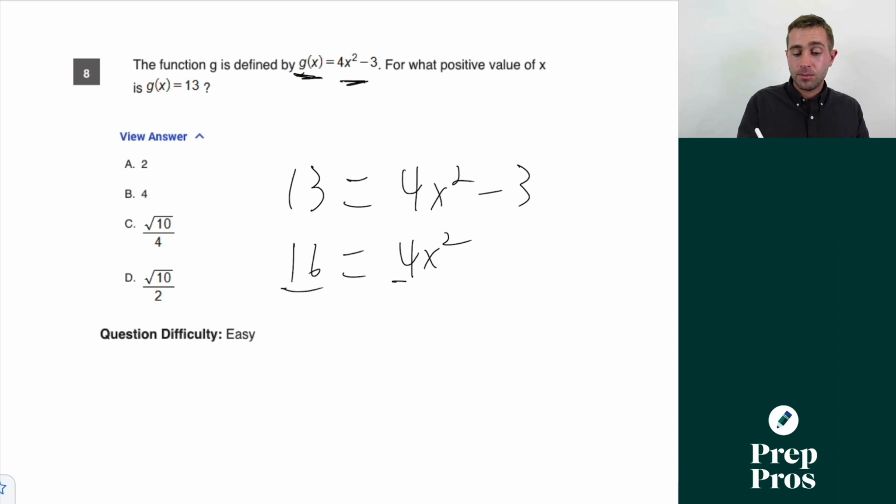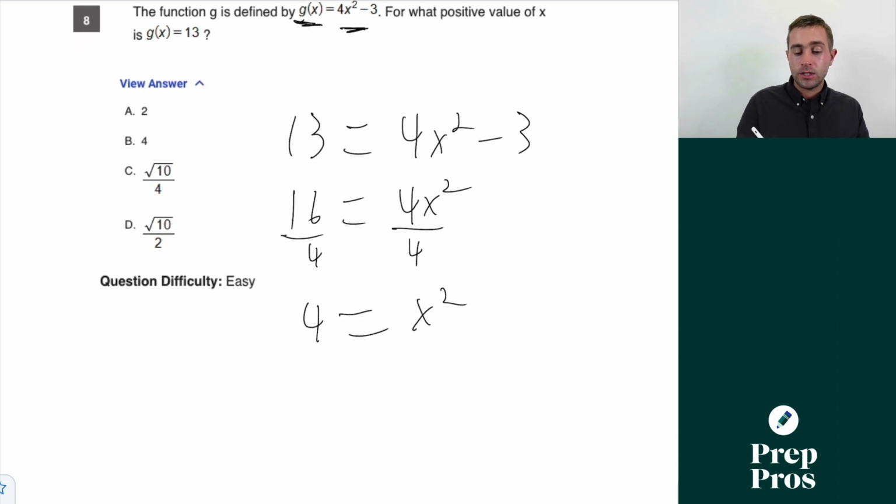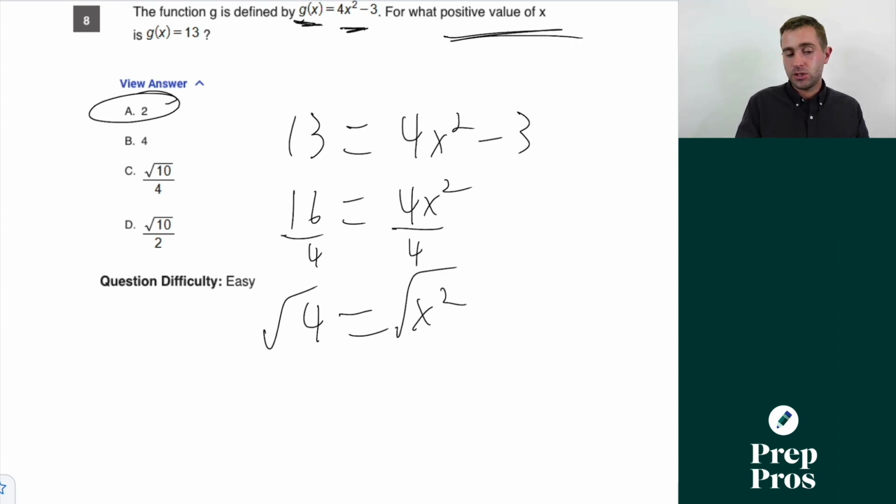So now we can simply divide both sides by 4. This is going to give us that 4 equals x squared, and we're going to take the square root. And so that is going to give us positive or negative 2, and we're looking for the positive value, so our answer is simply going to be 2 here.